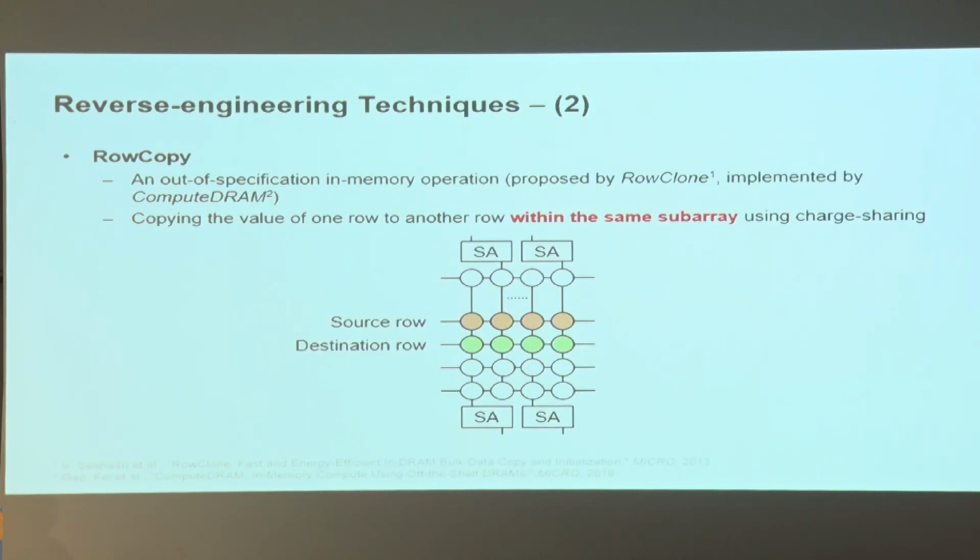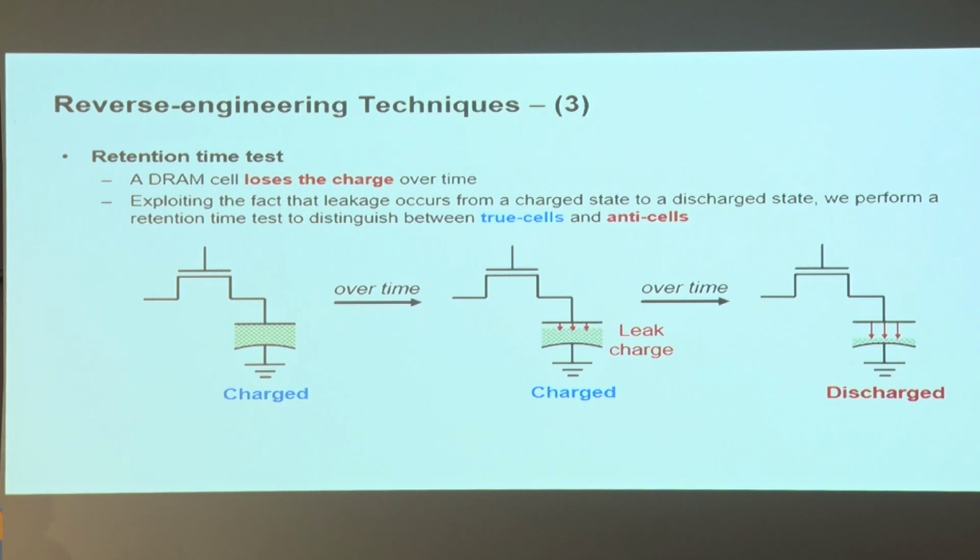The second technique is in-DRAM row copy. Row copy copies data from one row to another row within the same subarray. The process involves activating the source row to write to the sense amplifiers and then copying it to the destination row. The third technique is retention time test. A DRAM cell in charge state loses charge over time. We use this to distinguish between true cells and anti-cells.